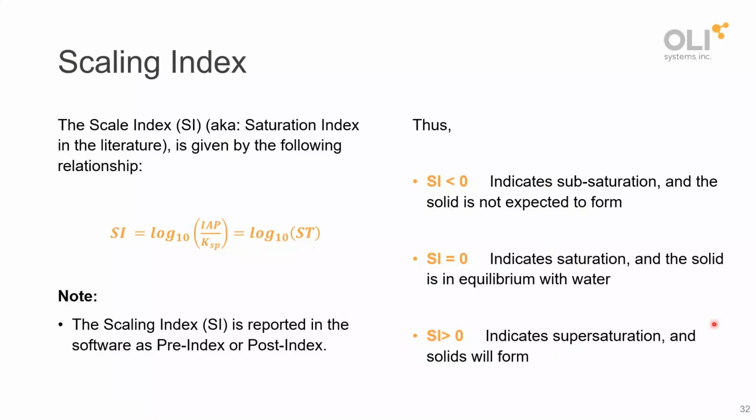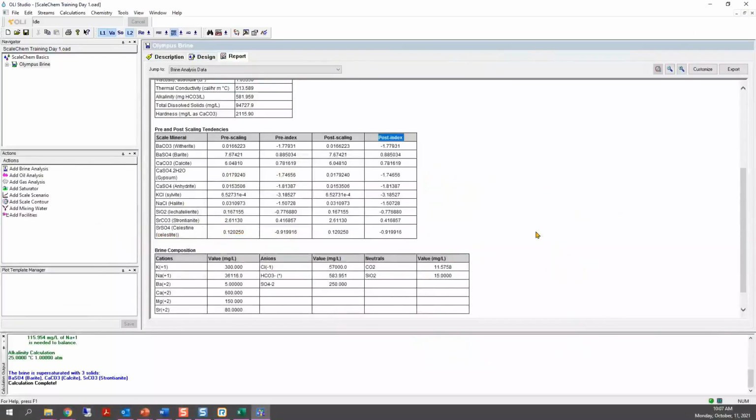So if we go back to the software and analyze the pre-scaling tendencies now, I am going to use the pre-scaling tendency values as my saturation ratios for all the class. So I will always be looking for values that are close to 1 or above 1.